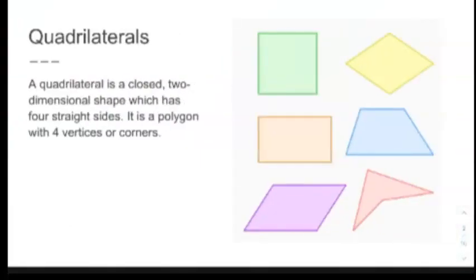So quadrilaterals, at this point we should remember, are two-dimensional shapes. They have four straight sides and four corners, because if you have four sides, you have four corners. We have here several examples of different types of quadrilaterals, and we even have one that's concave, where one side caves into the object.